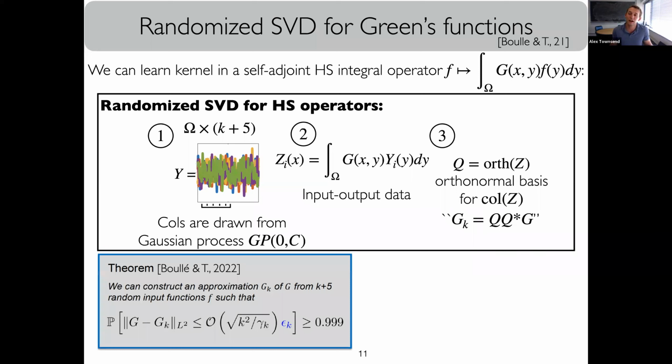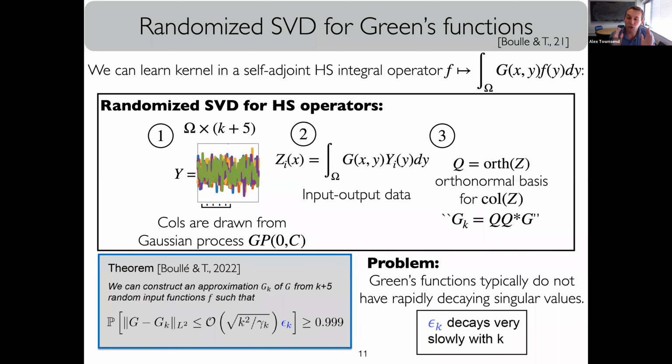And you can prove things about this algorithm, like it does a really good job. So now this algorithm here with k plus 5 inputs gets near best rank approximation. So with very high probability, this G_k that you construct here will be very close to G in the L2 norm, which is the continuous version of the Frobenius norm. And there's again this gamma_k, which is telling you how rough or smooth these functions are that you put in, which is telling you how correlated the inputs are of the functions f, or these y's.